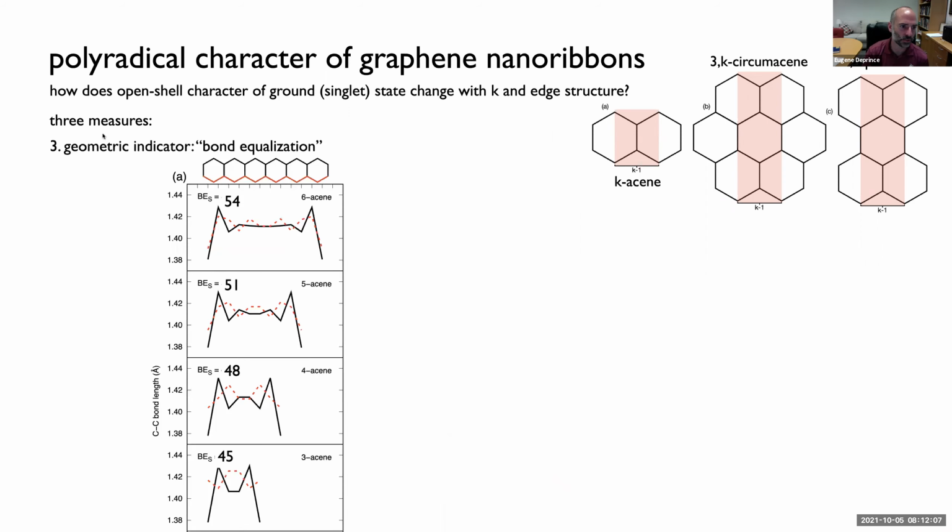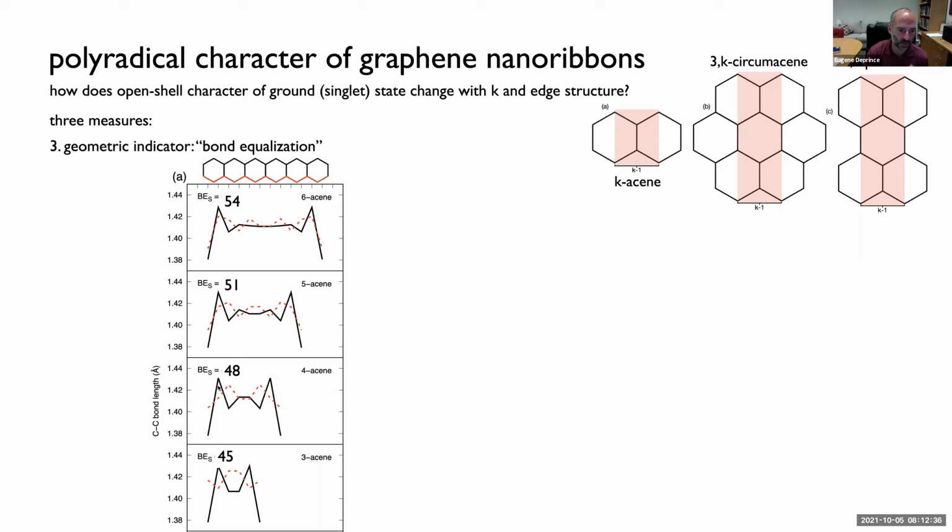I could look at geometric indicators of this polyradical character, specifically something called bond equalization, which is related to the buildup of unpaired electron density at the edges of the molecule. Here, the way bond equalization is defined, well, first I'll talk about bond length alternation. So as you move across this chain, so here I have 3 acene, 4 acene, 5 acene, 6 acene, and this x-axis represents the carbon bond length position. The bond lengths alternate as you move across the chain.